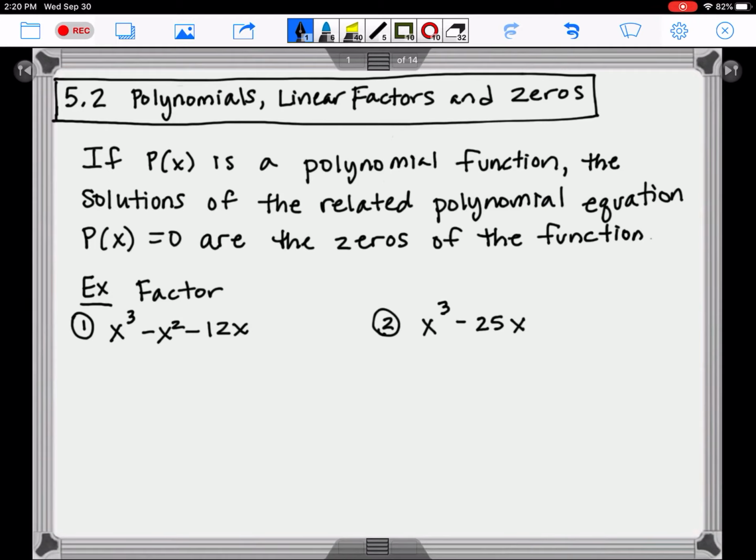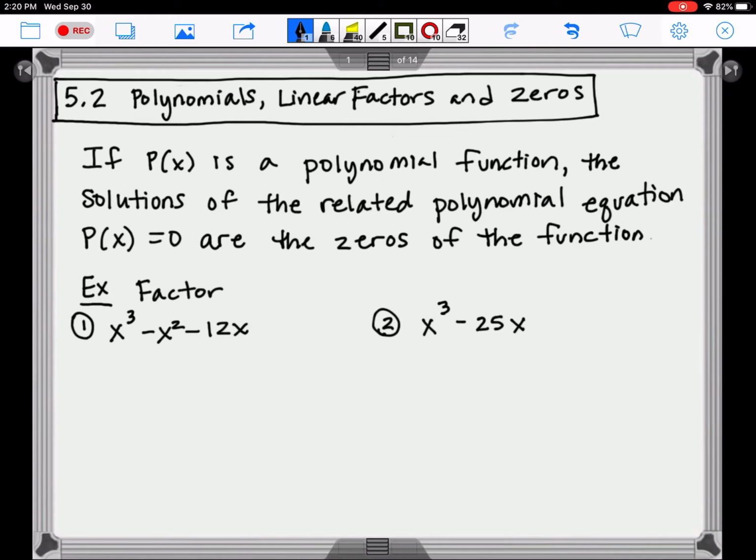So in this screen, it says if p of x is a polynomial function, the solutions of the related polynomial equation, p of x equals 0, are the zeros of the function. Okay, so the key idea is to be able to find the zeros of that polynomial function, and that'll help you factor that polynomial, graph the function, and solve related polynomial equations.